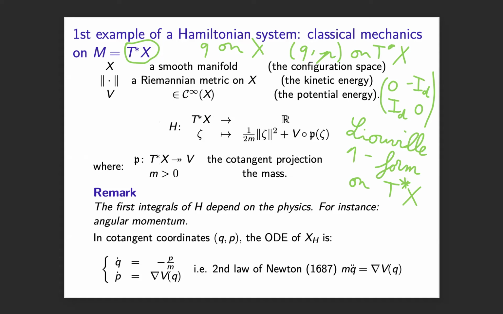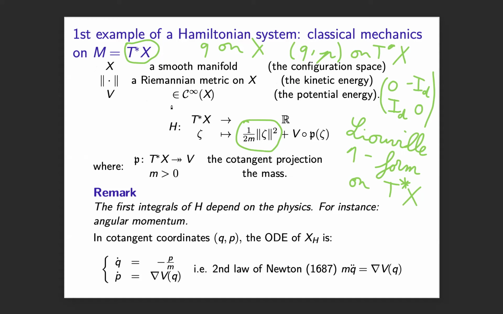Right, so X is a smooth manifold. In classical mechanics, it's called the configuration space. And then X comes equipped with a Riemannian metric, which will give the kinetic energy. So the kinetic energy is this part. More precisely, the kinetic energy is given by the square of the Riemannian metric.